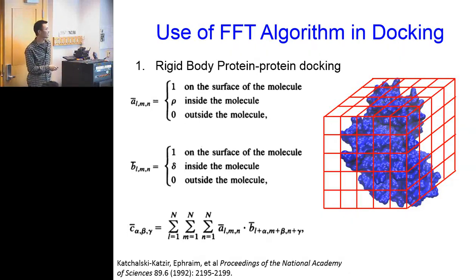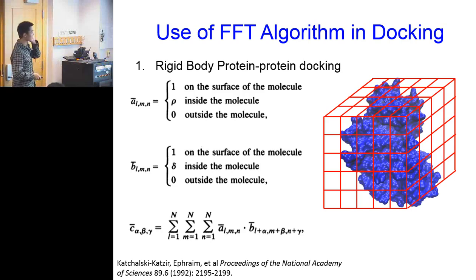So this has a long history, not quite long, but the first application of FFT in docking is in protein-protein docking. And in this 1992 paper, the problem they solve is rigid body protein-protein docking. So you have one protein A and another protein B. You want to dock them together, and you assume that both proteins are rigid bodies. So you only have 6 degrees of freedom.